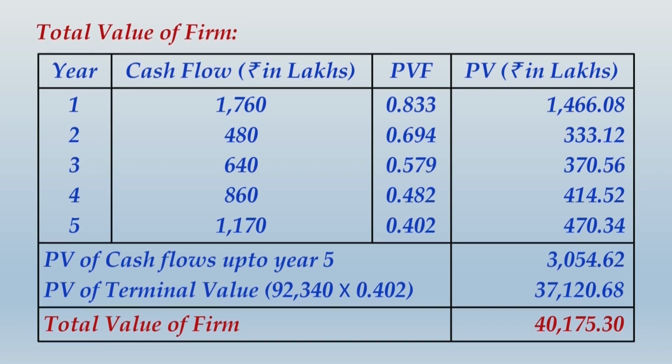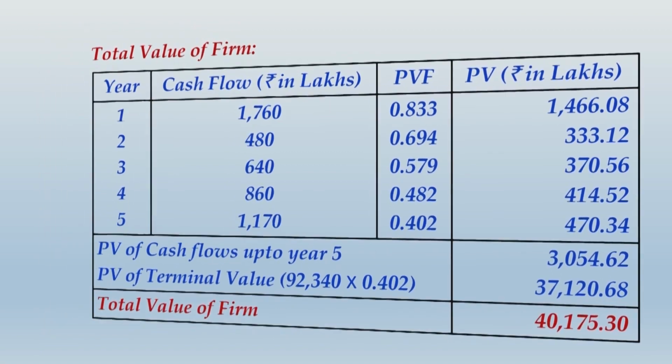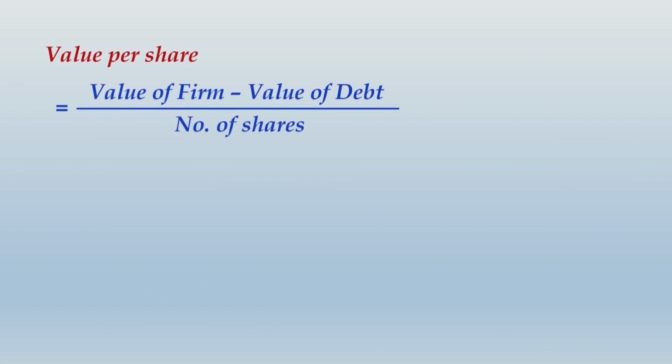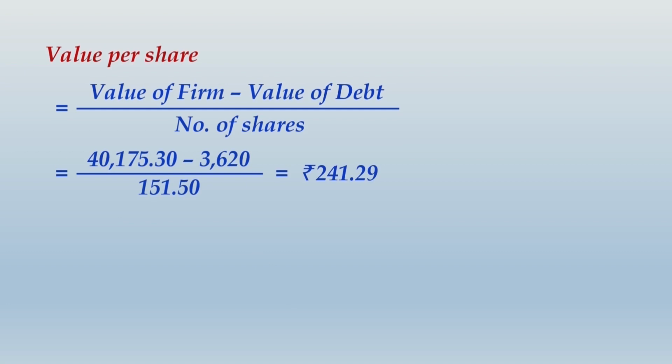Alright friends, I am sure you have completed writing this working. Let us move ahead and now calculate the value of the share. Very simple task. Total value of the firm minus the value of debt divided by number of shares. So that will be, all calculations in lakhs, 40,175.30 lakhs minus 3620 lakhs, both in lakhs of rupees, and the denominator, that is number of shares, is basically 151.50 lakhs. So the final value will be the value per share, that is 241.29.